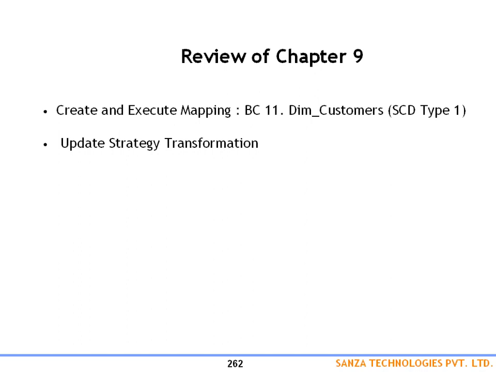So if a customer ID comes in, the logic is: if that customer ID exists in my target table, that is in my dimension table, I will update the record in my dimension customer table. If the particular customer ID does not exist in my dimension table, I insert it as a new record into my dimension table. For this, to find whether the record exists or not in my target dimension table, we use the lookup transformation.